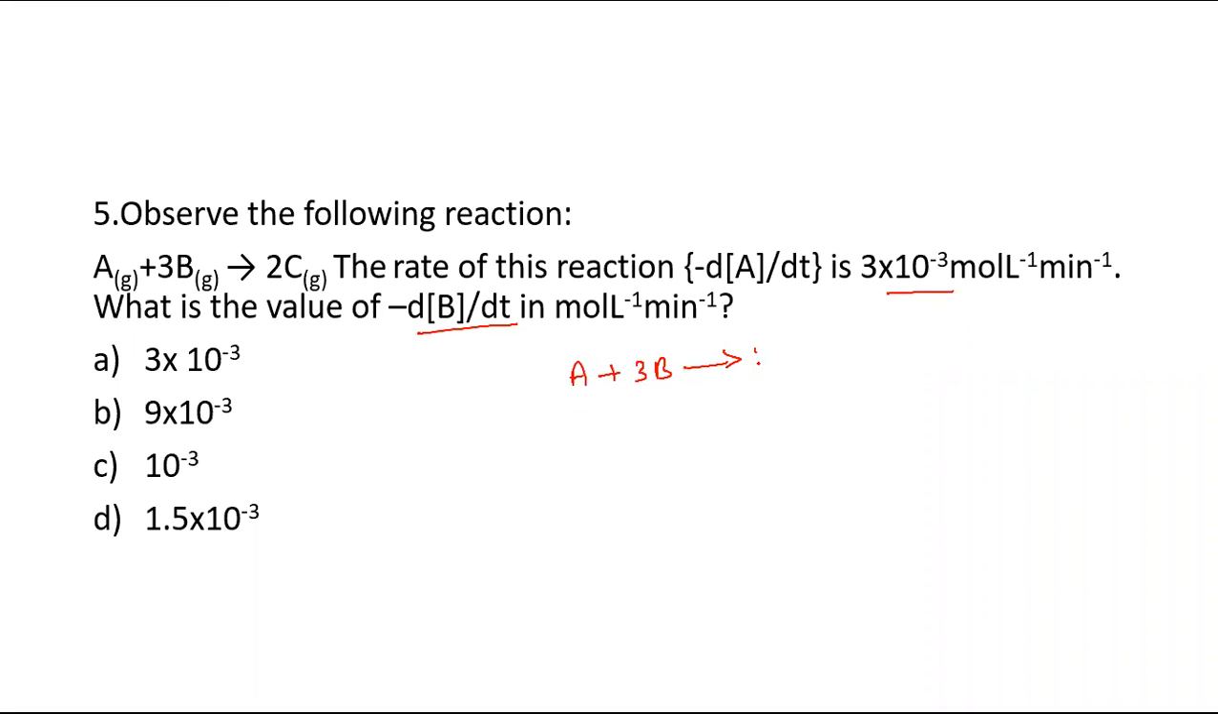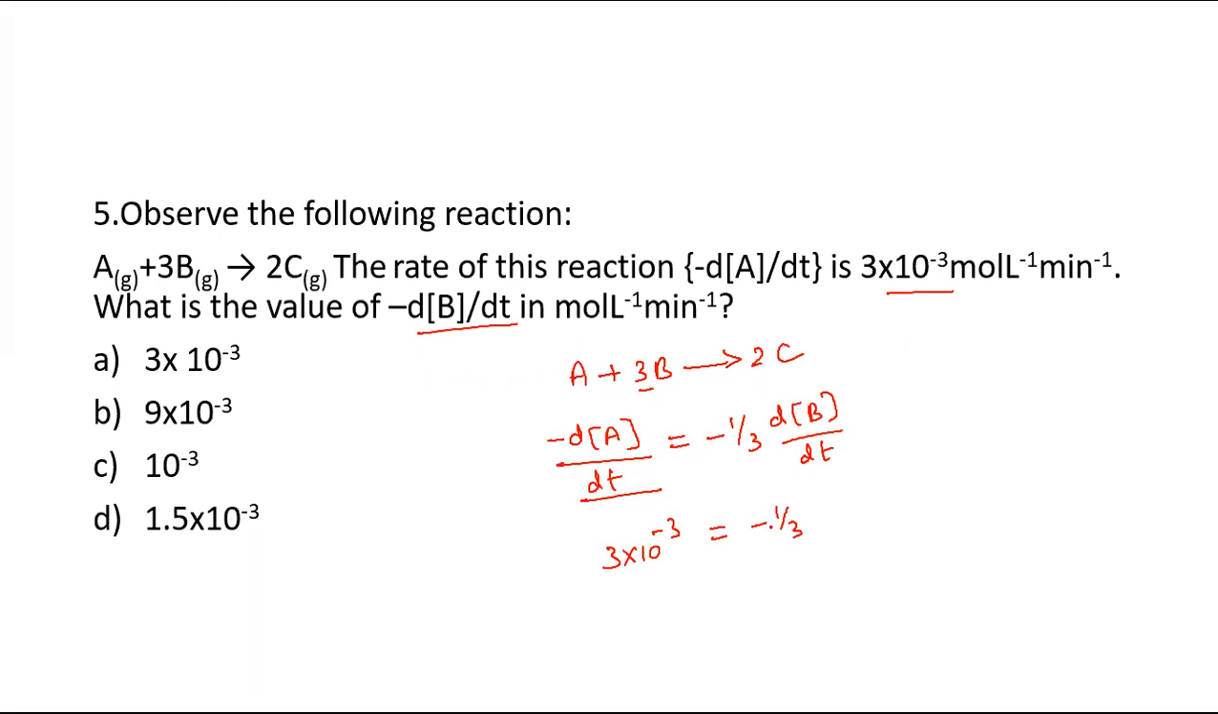So first let us write the expression. A plus 3B gives rise to 2C. Minus dA by dt is equal to, since we have 3 here, what should I write here? Minus 1 by 3 dB by dt. So this value is given. How much? 3 into 10 to the power of minus 3. 3 into 10 to the power of minus 3 is equal to minus 1 by 3. The value is given already.